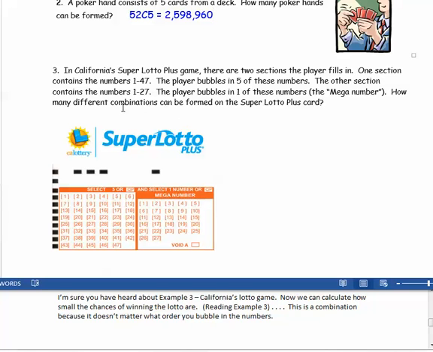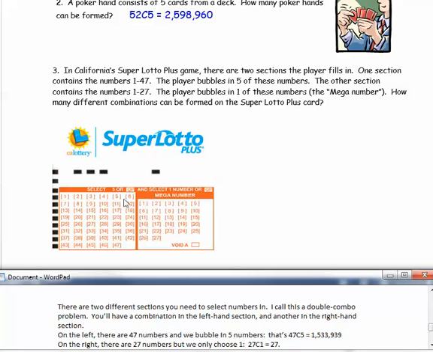Again, they gave us the word combinations, so we know it's combinations, but how would we know otherwise? Well, order is what tells us. This is a combination because it doesn't matter what order you bubble the numbers in. It's the same combination whether you do 20 and 27 or 27 and 20, whatever order, it doesn't make any difference.